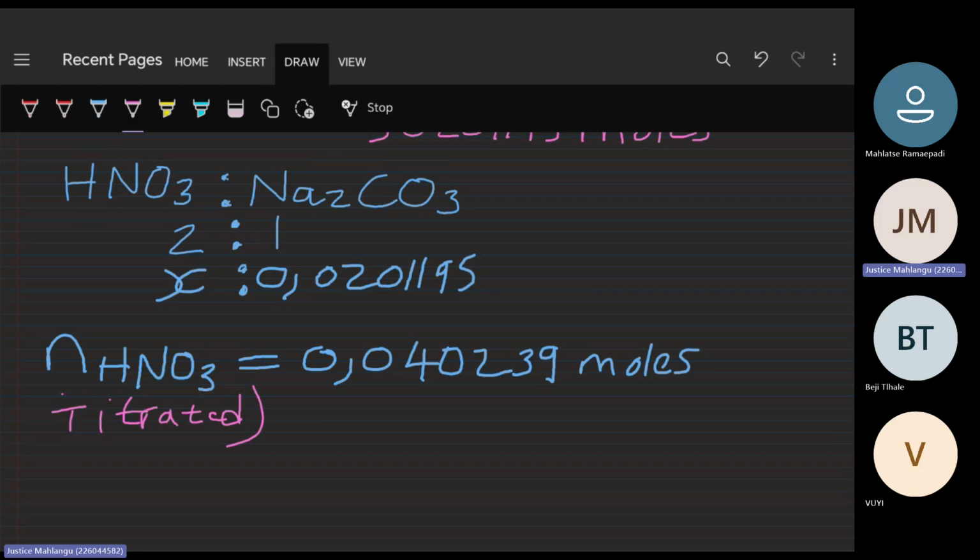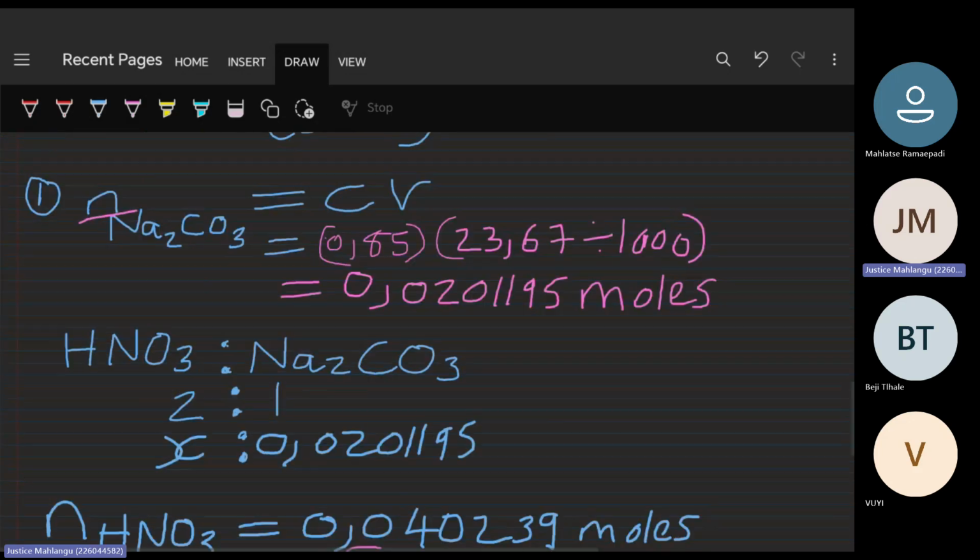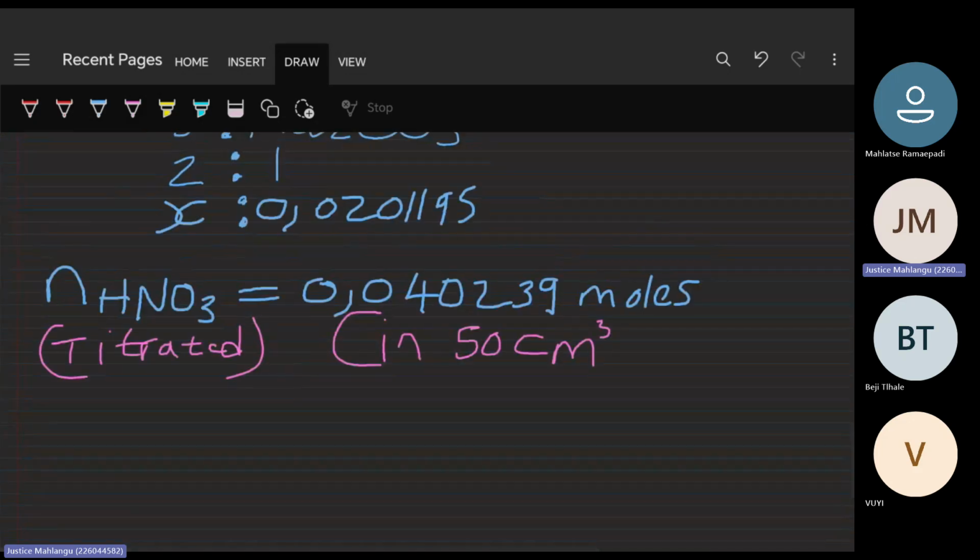But guys, I want you to highlight this. This is in 50 cubic centimeter. Remember, we took that 50 cubic centimeter and reacted it during titration with the standard solution. So the number of moles that I'm getting now are for 50 cubic centimeter. It's important to highlight that the number of moles of HNO3 are in 50 cubic centimeter.